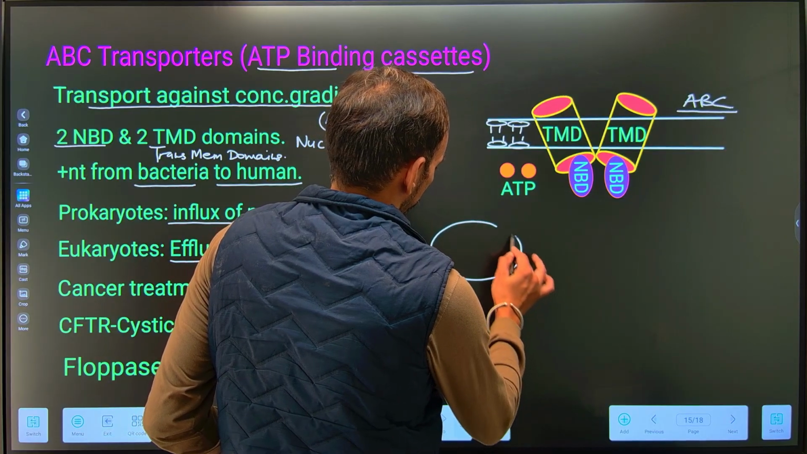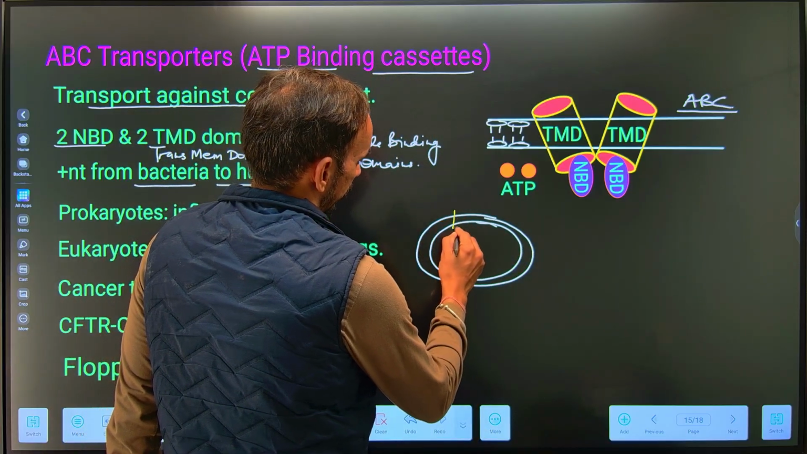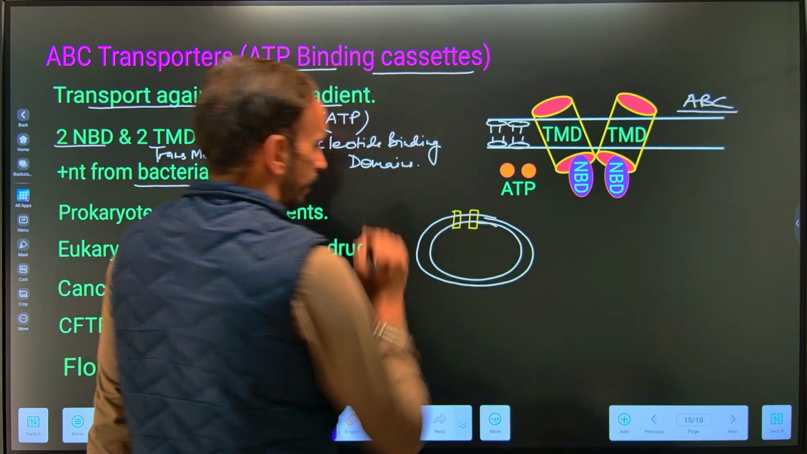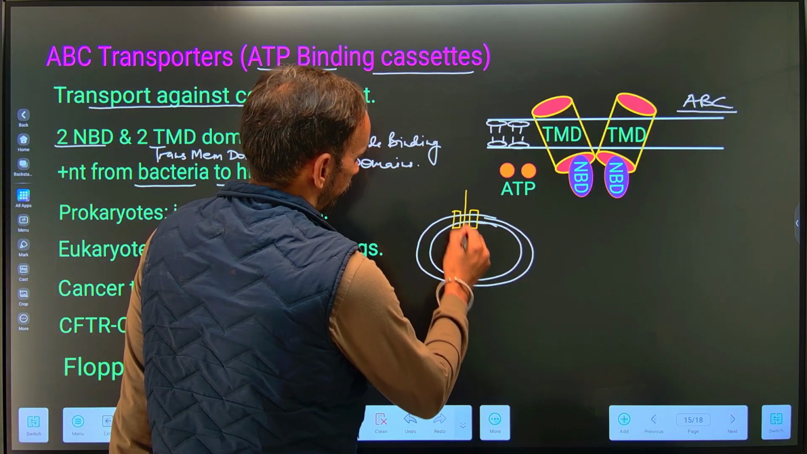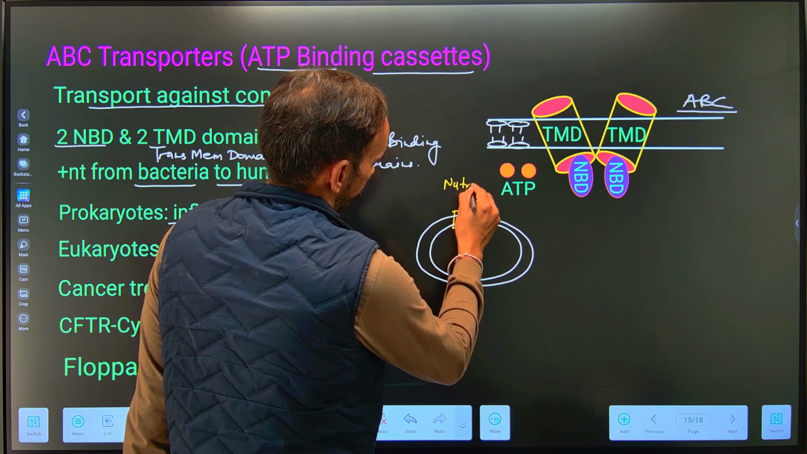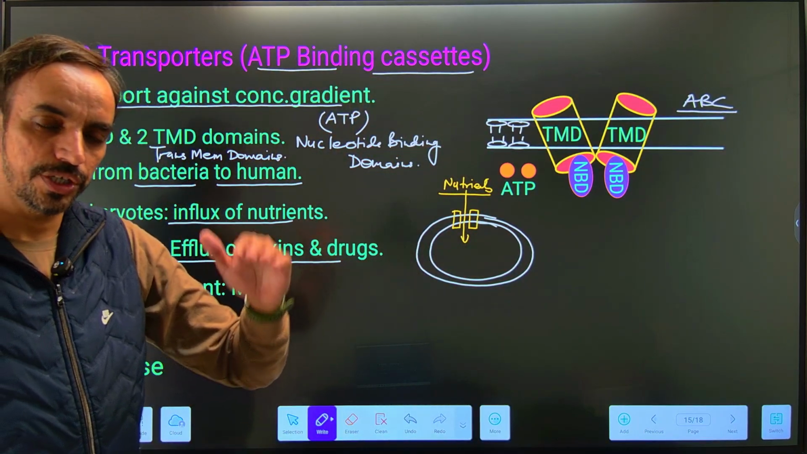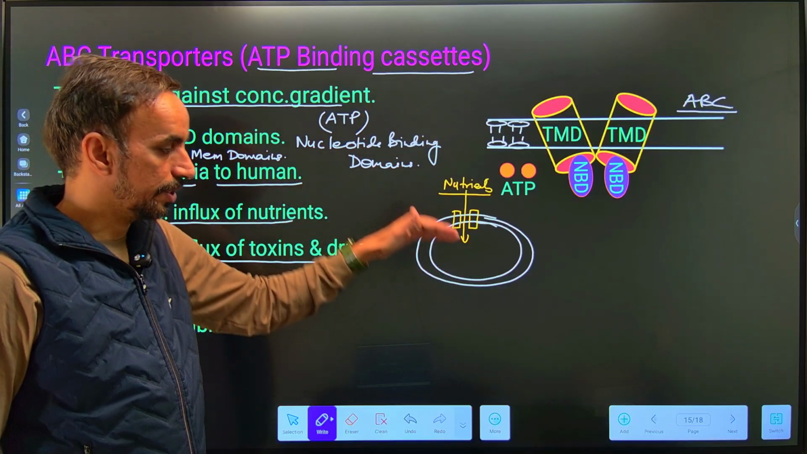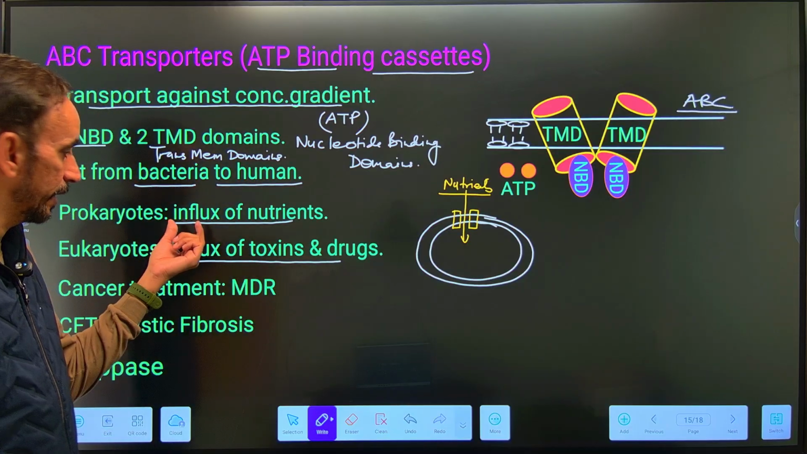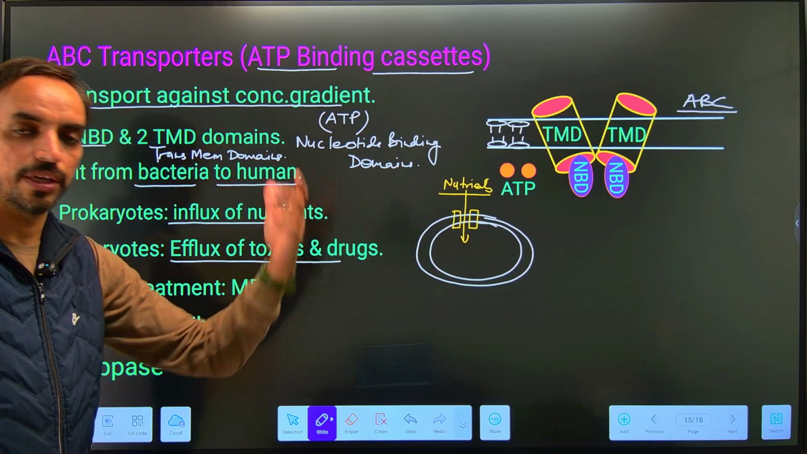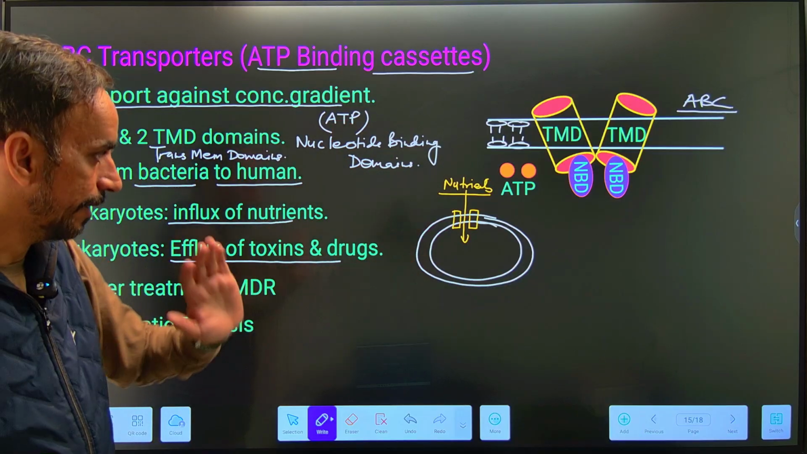In prokaryotes, suppose this is a bacterial cell or a prokaryotic cell, there is a presence of ABC class of transporters on their membrane, and in these bacterial cells they generally are involved in the process of nutrient uptake. There is an active transportation of nutrients from the outer side to the inner side of the cell. So they are generally involved in influx, we can say. The transportation from the outer phase to the inner phase, or from outside the cell into the cell.